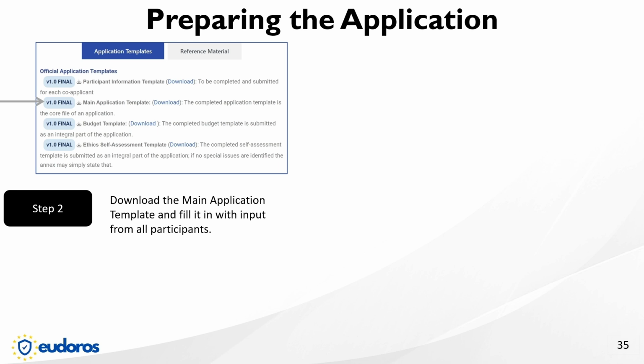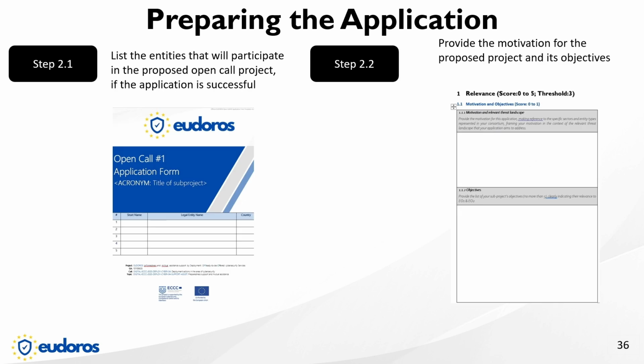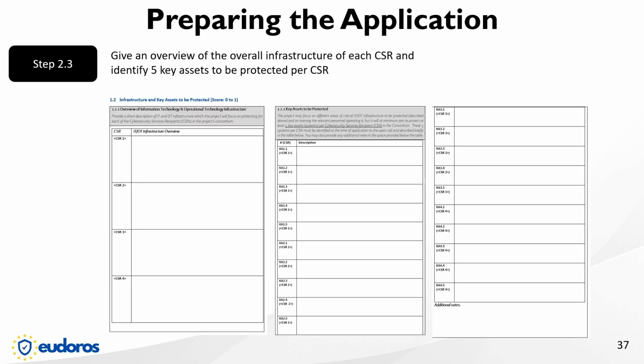So the second step is to download the main application template and fill it in with input from all participants. You fill in the participants, then you provide the motivation and the relevant threat landscape and the objectives of your project. Then the next part, how lengthy it is and how complex it is, depends on how many cybersecurity recipients you're planning to involve. So for each of them, we want an overview of the IT and operational technology infrastructure. But if it's just one, then it's actually just one box.